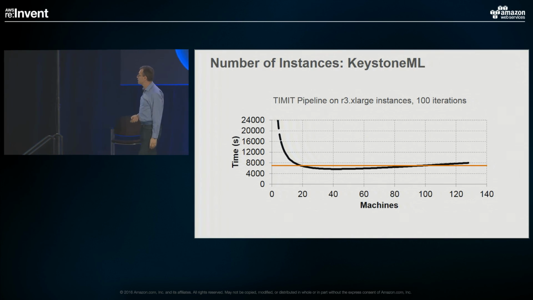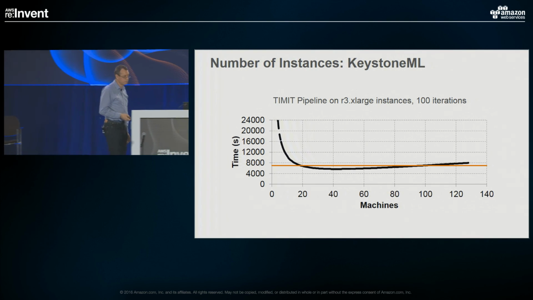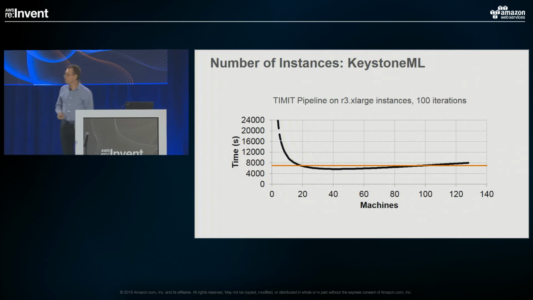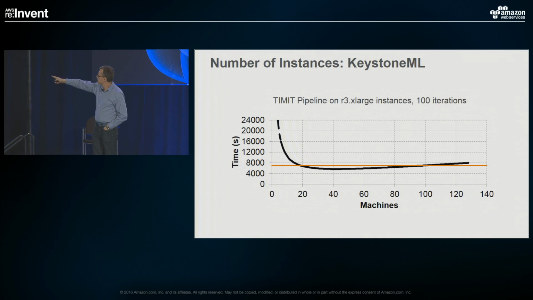So in this case, if you have a deadline, say you want to do your work in something like a few hours, this orange line, then you can see that the optimal number will be 40 machines. Or 20, actually 20 in this case, sorry. So if you spend more money and you go to 100 or 120 machines, you won't get any benefit. You are just going to spend more money, okay?